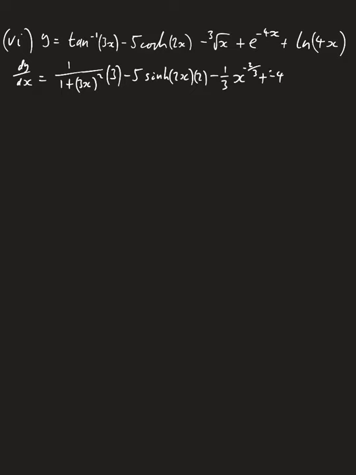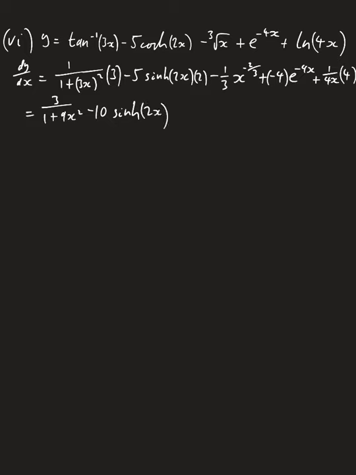On this, the minus 4 comes out in front, and I get e to the minus 4x, just like the last one of these that we had. And the log of 4x, well, I get 1 over 4x times the derivative of what's in the brackets, which is 4, is equal to, that comes 3 over 1 plus 9x squared, minus 5 times 2 is minus 10, times sinh of 2x.